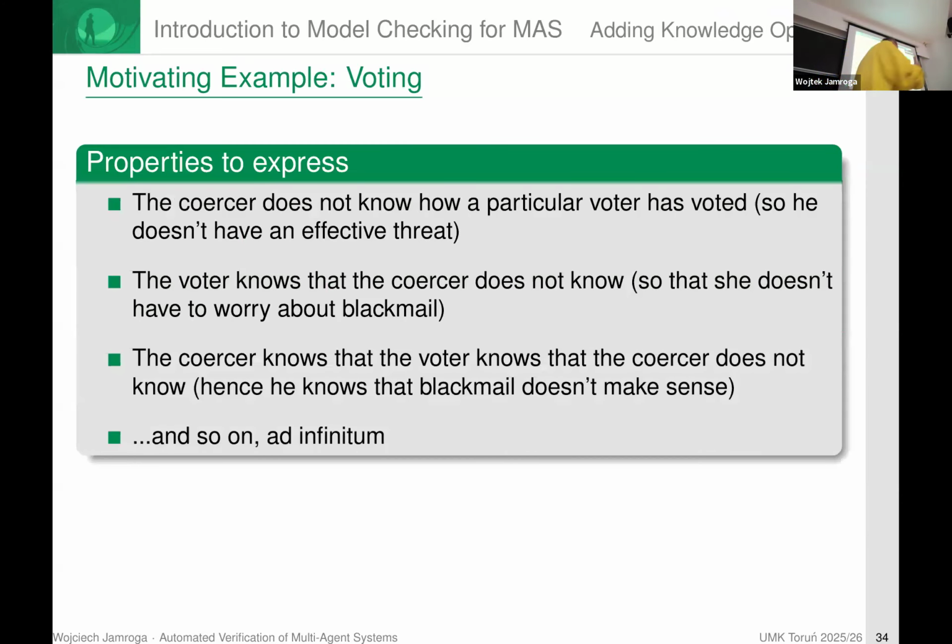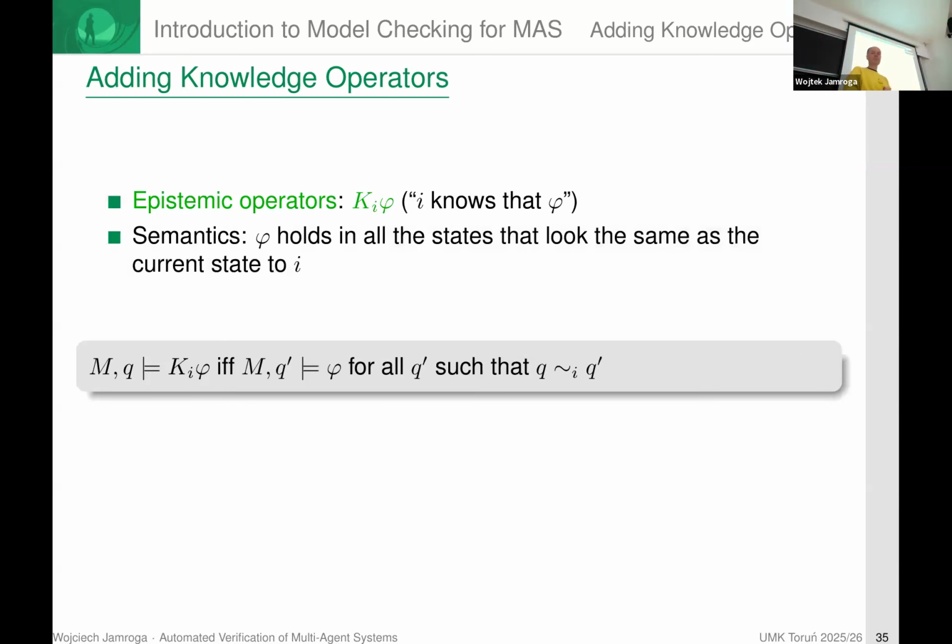Okay, so properties that we may want to express are: the coercer does not know how a particular voter has voted. The voter knows that the coercer does not know. The coercer knows that the voter knows that the coercer does not know, and so on and so on. I think it's the biggest fun for epistemic logicians to consider these kinds of complicated nested knowledge and ignorance statements. So let's see how this can be expressed.